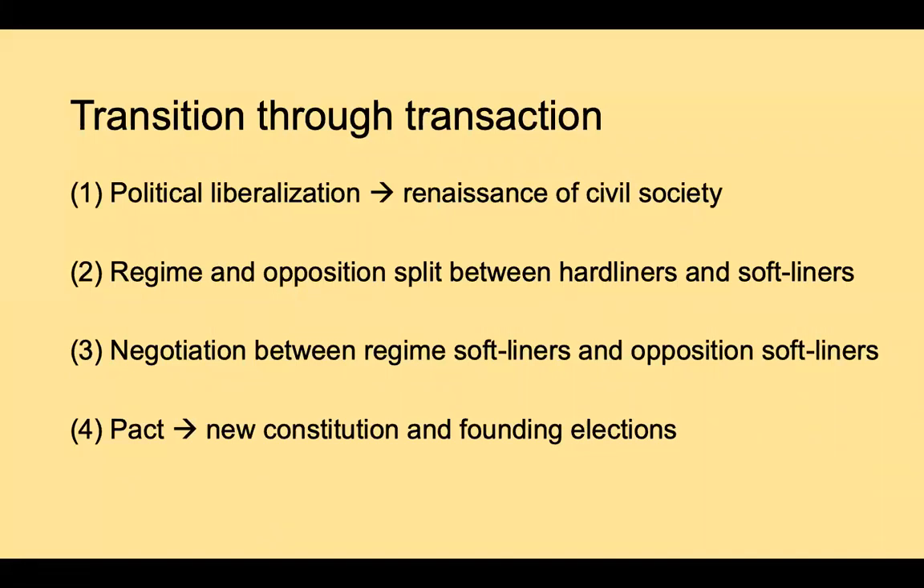The third stage is the negotiation between these 2 sides of softliners. The regime softliners and the opposition softliners come together and begin to bargain and negotiate the terms of this transition to democracy. The fourth stage is what we call a pact, and this is where the 2 sides agree to a new constitution and the founding of elections.